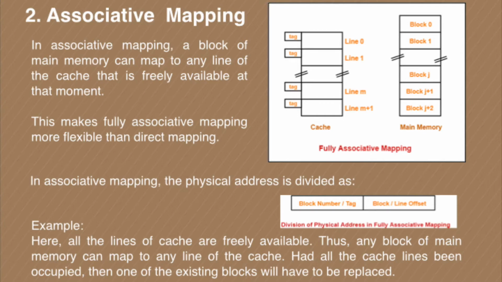Here the physical address is divided into two sections. First section denotes the block number or tag and the block itself. So this is the way the physical address is divided in associative mapping. For example, here all the lines of cache are freely available. Thus any block of main memory can map to any line of the cache. If all the cache lines are occupied, then one of the existing blocks will be replaced.